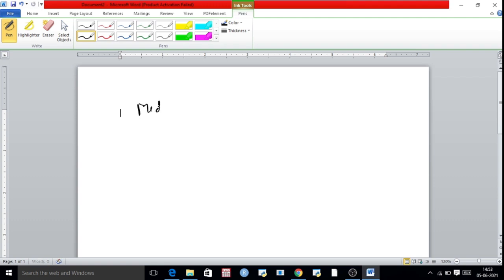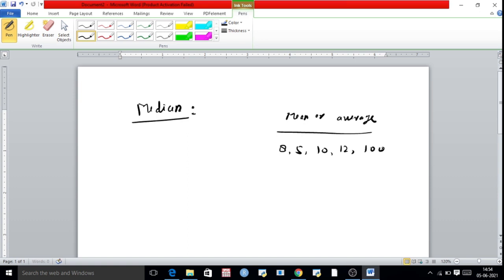In this lecture we are going to study the median. Before studying the median, which is another measure of central tendency, we would like to check why we need the median when the mean or average is already there. To find out why, some values are given: 8, 5, 10, 12 and 100.